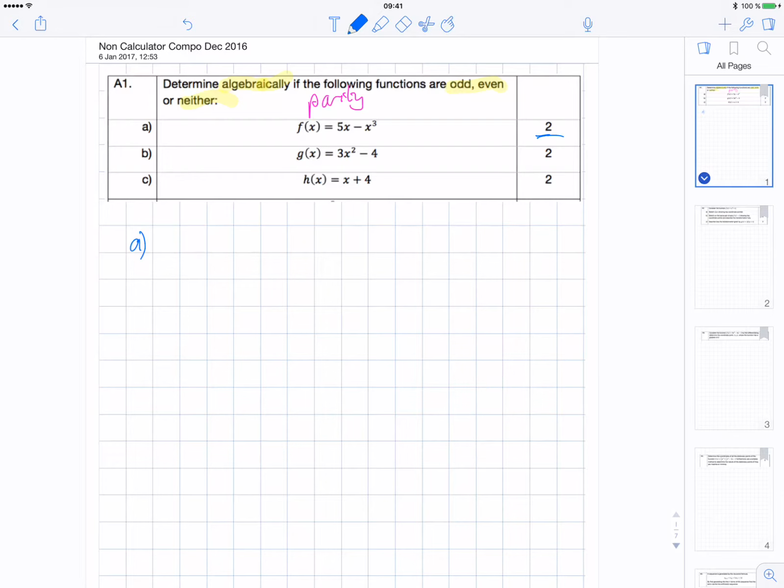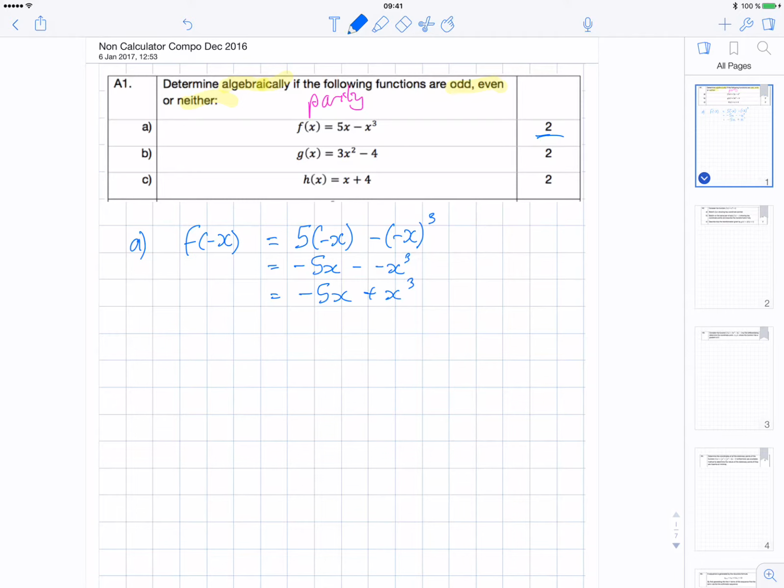So remember, I need to put x to be negative x. So I've got 5 lots of minus x. Okay, so I've replaced x with negative x, which equals minus 5x. Now minus x cubed is still minus x cubed, so it's like that. Okay, and now I'm going to make the plus.